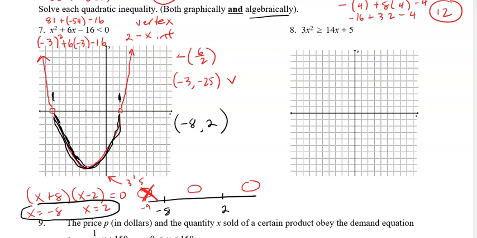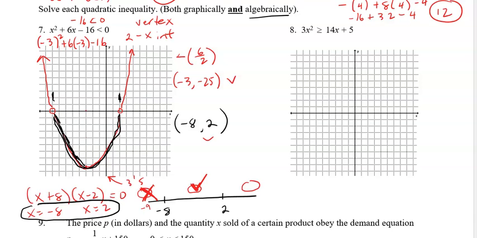So to test between -8 and 2, just pick any number in that range, and 0 is an easy choice. If you let these x's be 0, then you get -16 is less than 0. That's true. So we've proven that the numbers between -8 and 2, we already proved that with the graph. This is what you would do algebraically.